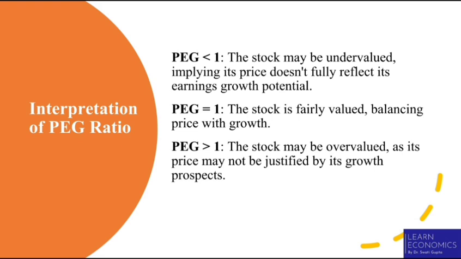Interpretations of the PEG ratio. If PEG ratio is less than 1, it means the stock may be undervalued, suggesting its price doesn't fully reflect its earning growth potential. If PEG is equal to 1, it means the stock is fairly valued with its price aligned with its growth. And if PEG ratio is more than 1, it means the stock may be overvalued as its price is higher than its growth prospects.